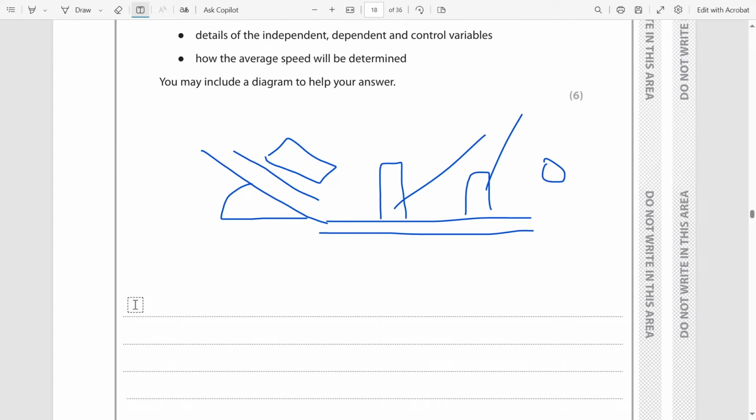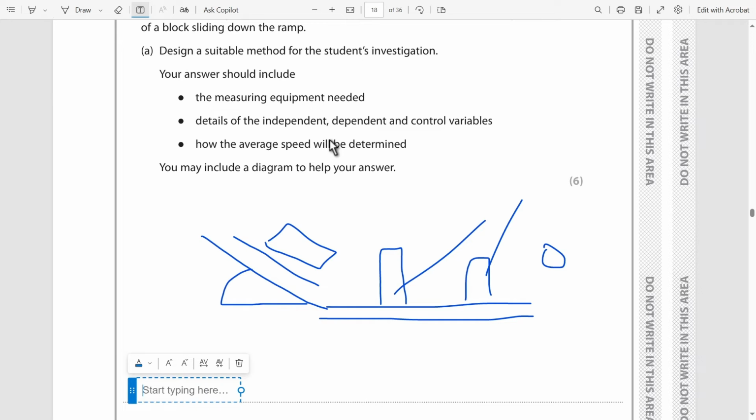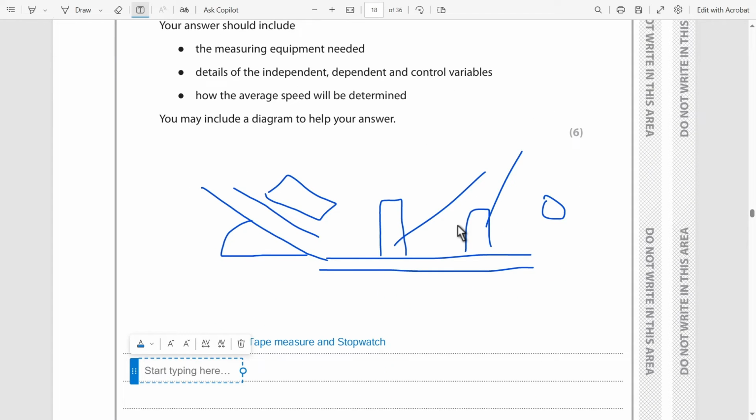Okay, guys, it doesn't look like a good drawing, but I'm going to be honest, it doesn't look too much different from the one that I drew on paper. So all we really need to talk about is this. We're going to talk about the measuring equipment. The measuring equipment we will be using is a tape measure and a stopwatch. Then we're going to be detailing the dependent, independent, and control variables. So our independent variable is the material of the slope.